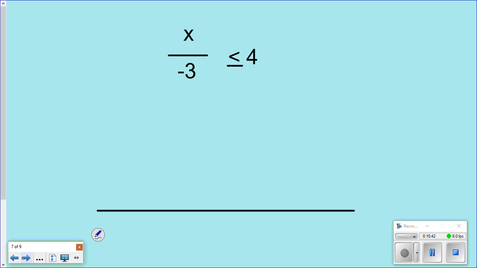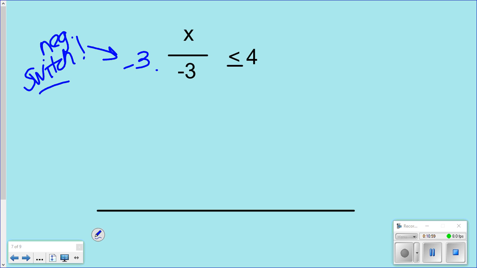Here's one, it says x divided by negative 3 is less than or equal to 4. How am I going to get rid of this? I have to multiply, so I multiply by negative 3. So guess what? Negative, switch. So it's going to be x, and I multiply by negative 3 over here. So x is greater than or equal to negative 12. That's a time where you switch.